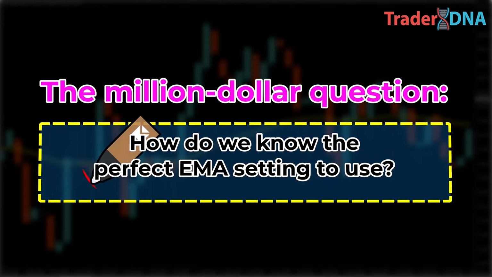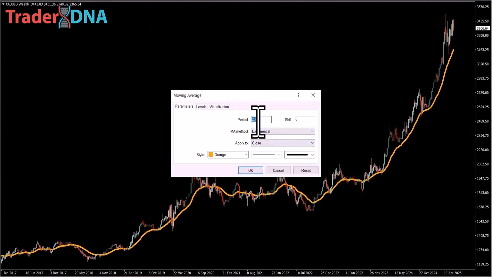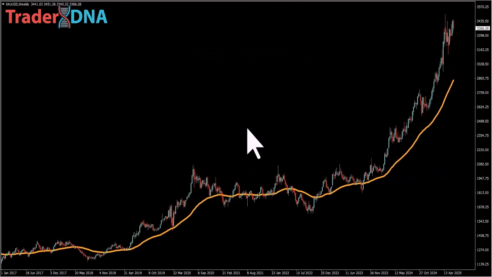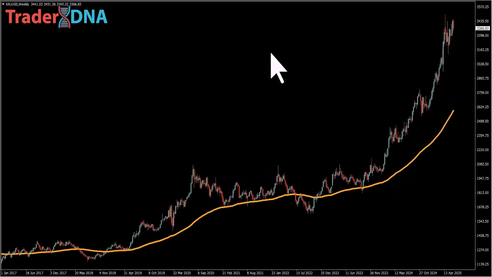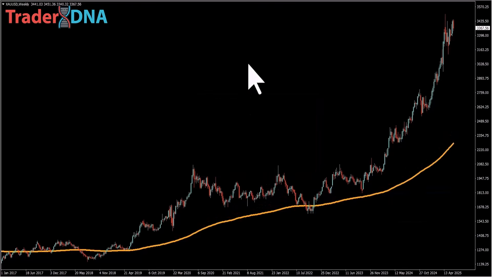But here's the million-dollar question. How do we know the perfect EMA setting to use? Because if you pick the wrong one, the line becomes useless. It won't tell you anything. The secret is simple but powerful. You've got to watch how price reacts to the EMA. Does it bounce cleanly? Does it act like a wall the price keeps rejecting? If yes, that EMA setting is working. If not, adjust it until you find the one that the market clearly respects.